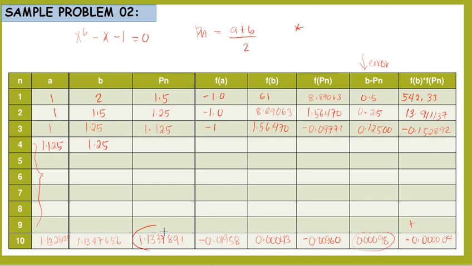So, this is this value. Okay, so that is now our root for our equation. So, ito na yung magiging sagot natin. That is 1.1337891. So, that will be now our answer for problem number 2. The approximate positive root of this equation. So, ito yung value natin. That is 1.1337891. Okay, so that is using bisection method.